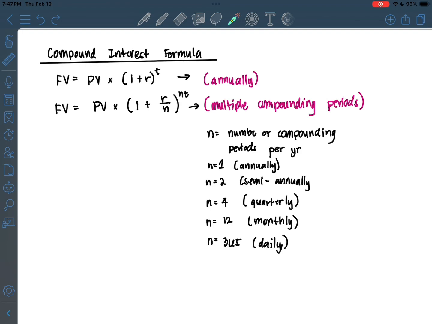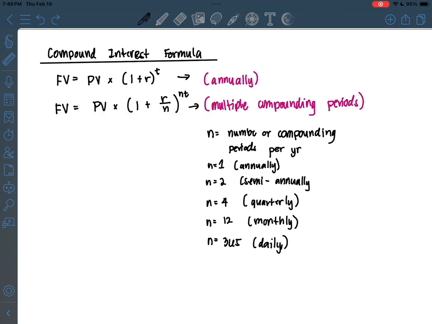For example, if the amount is compounded 3 times a year, you use this one. Or for example, if it's quarterly compounded, the N is equal to 4, and then you plug in the N. The reason why I use this for annual compounding is because if you plug in 1 for N, it will just cancel out, because it's just 1. So it's just the simplified version of this formula. Okay, I hope that's clear to you.